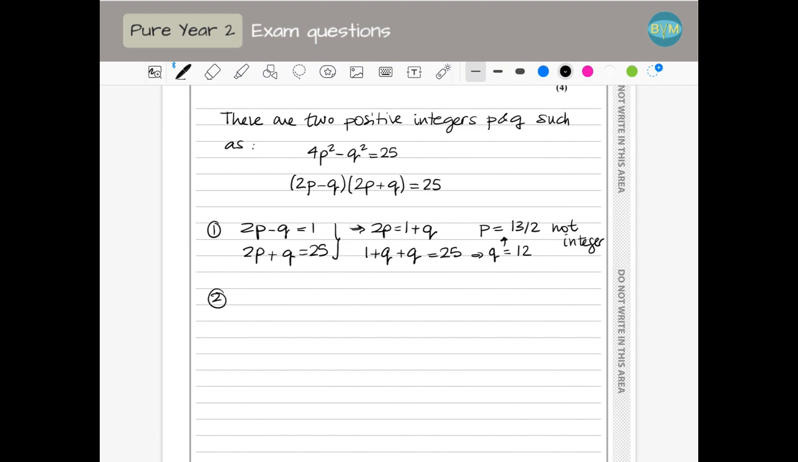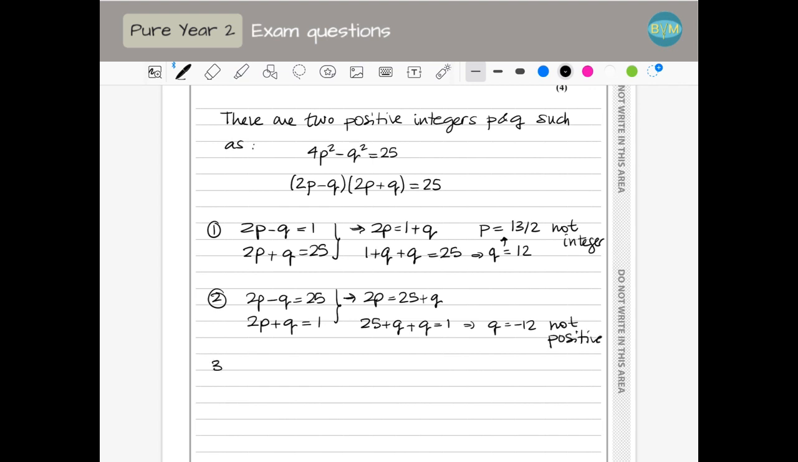The other option is the first one being 25 and the second one, 2p plus q, being 1. So let's see what we get. From here, we can say that 2p is 25 plus q. We substitute in the other one, so 25 plus q plus q is 1, which means that q is 1 minus 25, which is minus 24, divided by 2, minus 12, which is not positive. And we assumed that they were positive.